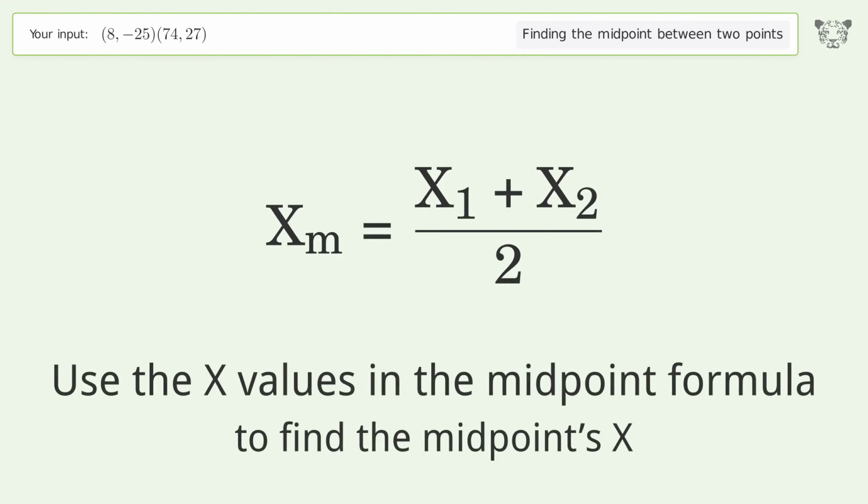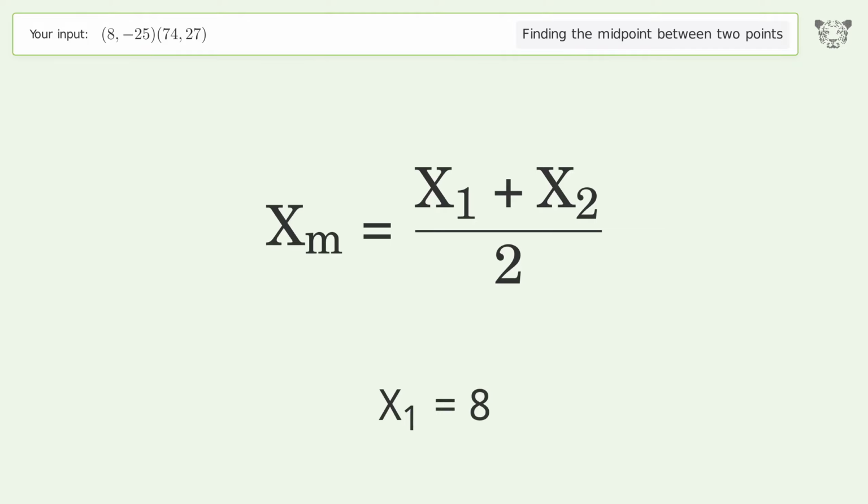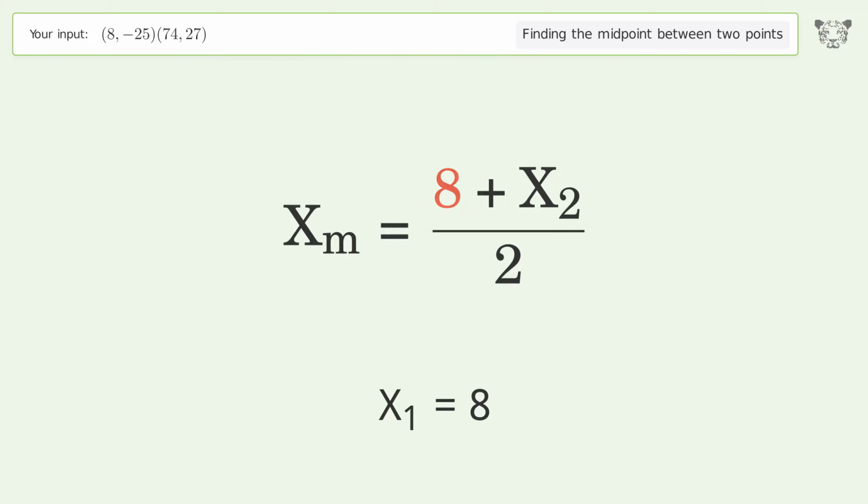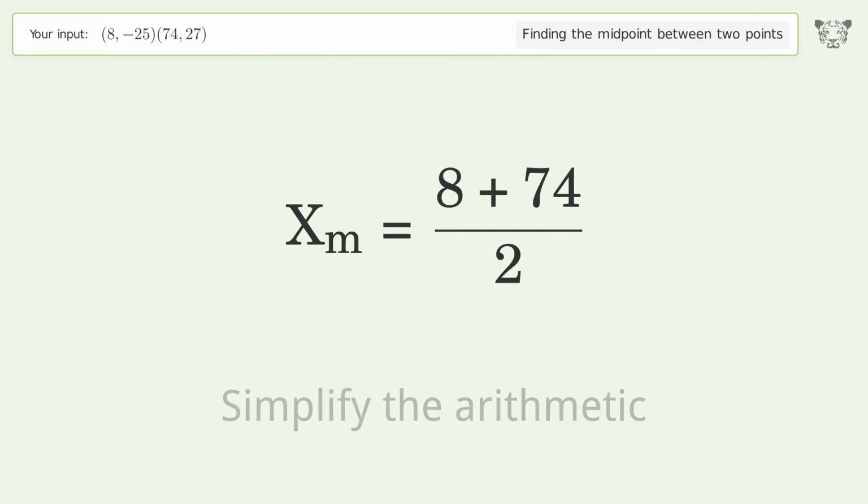Use the x values in the midpoint formula to find the midpoint's x. x1 equals 8. x2 equals 74. Simplify the arithmetic.